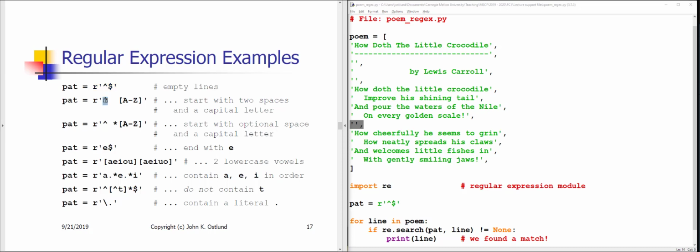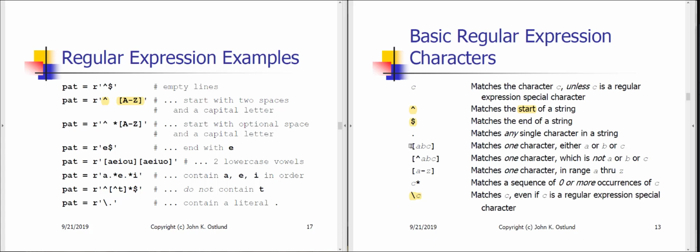In the next pattern, this caret symbol here is followed by two spaces, which I'm not able to highlight. And following the two spaces, I'm using square brackets. Square brackets means to match one character, which is one of the characters contained within the square brackets. And within the square brackets, I can use a dash as a shorthand for a range of characters if those characters are sequential in the ASCII character set.